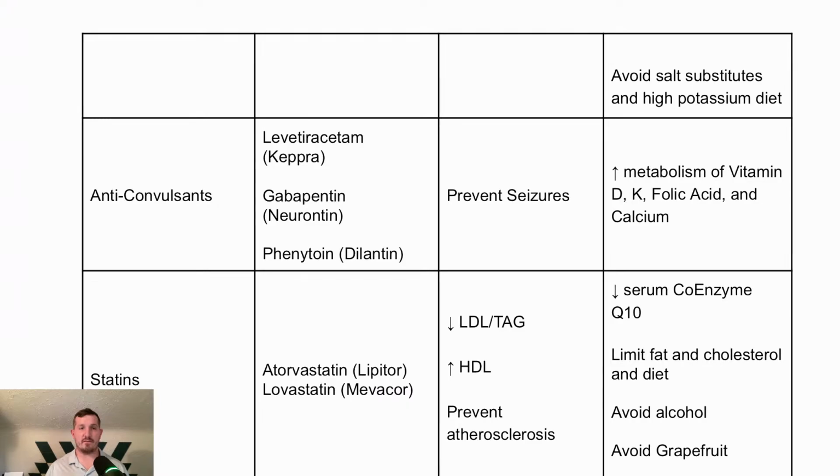We're going to talk anticonvulsants. Anticonvulsants prevent seizures. Keppra, Neurontin, Dilantin. These are things that can prevent seizures. One unfortunate side effect is it causes increased metabolism, aka increased usage of vitamin D, potassium, folic acid, and calcium. So basically, you would need to try to supplement or take a multivitamin with those things present because your body has a much higher demand for them when you're on an anticonvulsant.